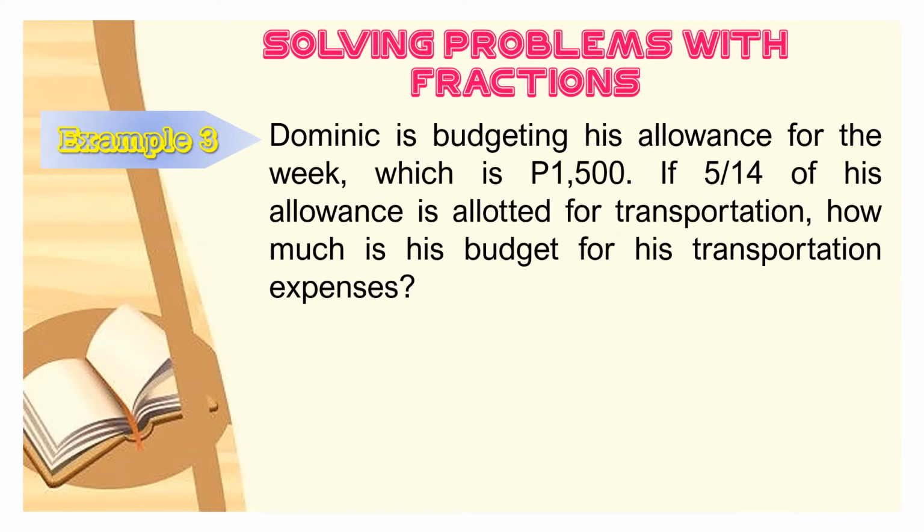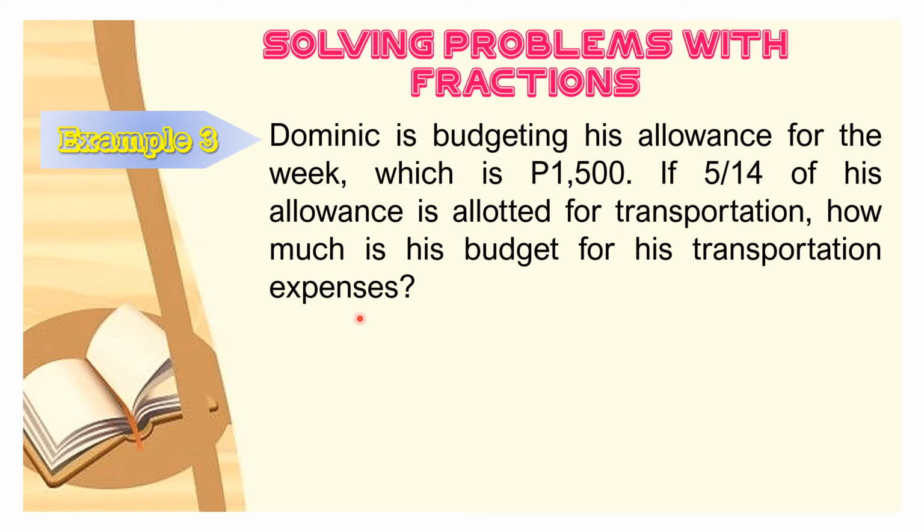Okay. Next, example number 3. Dominic is budgeting his allowance for the week, which is 1,500 pesos. If 5 over 14 of his allowance is allotted for transportation, how much is his budget for his transportation expenses?